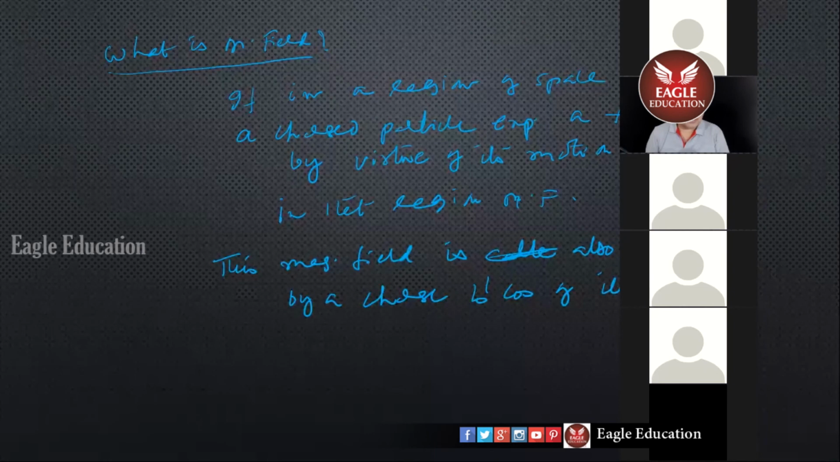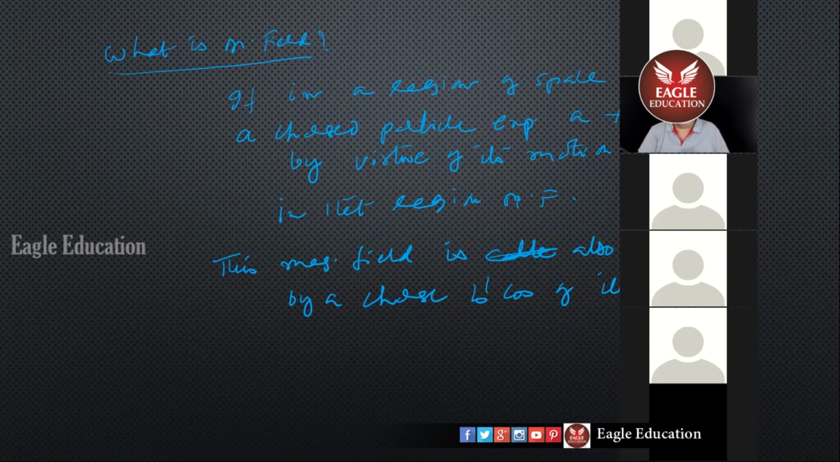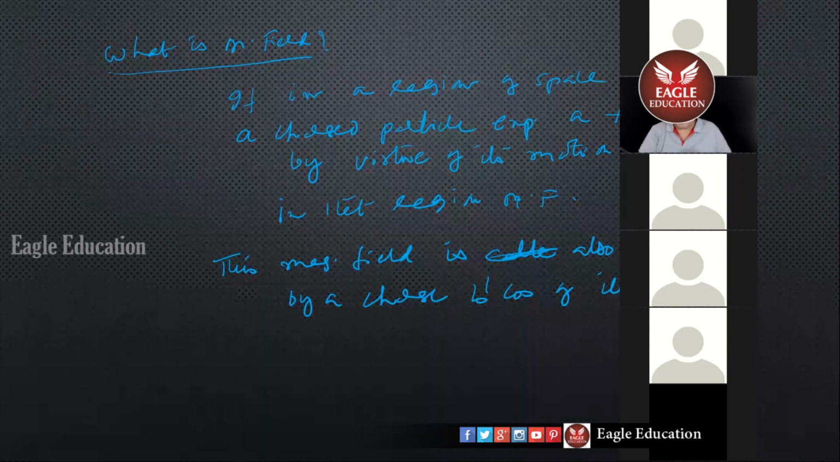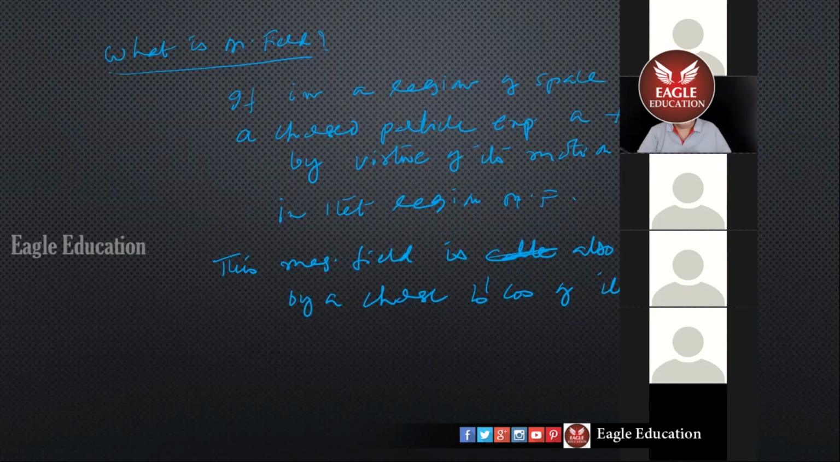Sir, in this definition of magnetic field, what is the difference between two sentences? Two sentences, Guru Charan. Can you read? The first sentence is of 4 lines and the second sentence is of the last 2 lines. Please read them. Okay, so the first sentence is: if in a region of space a charged particle experiences a force just because of its motion, in that region, we say there is a magnetic field. But who formed the magnetic field, Guru Charan?